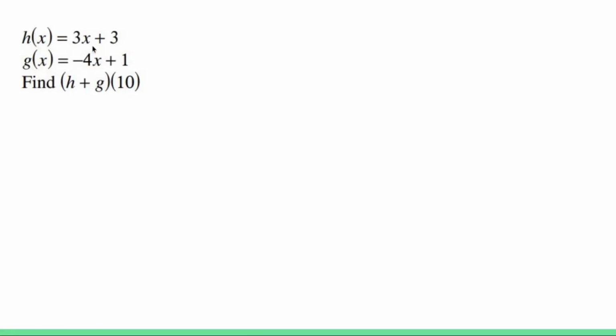h of x equals 3x plus 3. g of x equals negative 4x plus 1. Find h plus g of 10. What that means is you're going to find out what h of 10 is. You're also going to find out what g of 10 is, and then you're going to add those together.